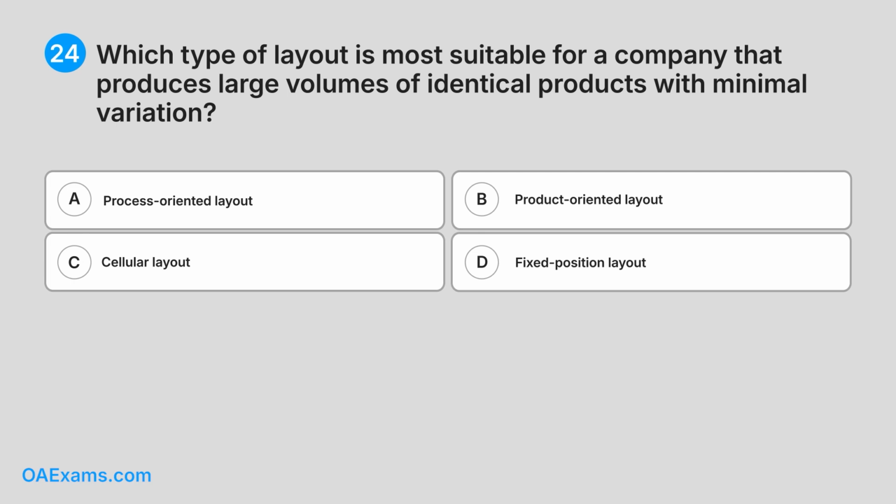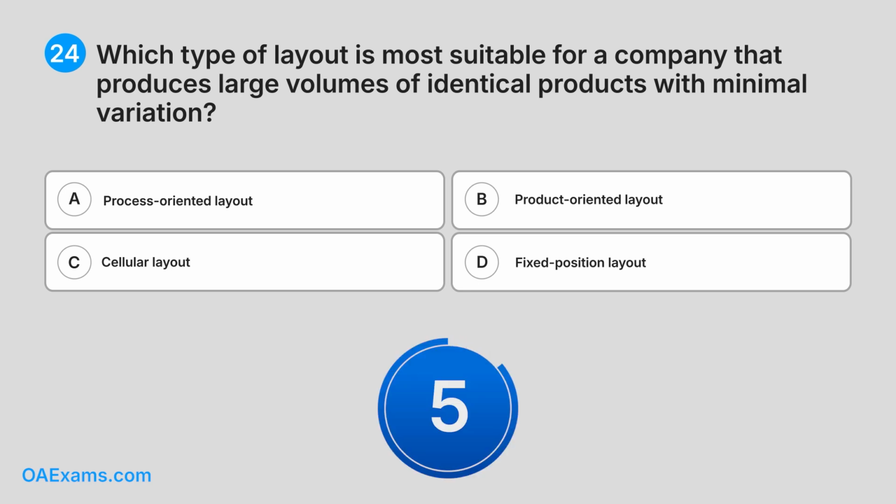with minimal variation? A. Process-oriented layout. B. Product-oriented layout. C. Cellular layout. D. Fixed position layout. Can you guess the answer?